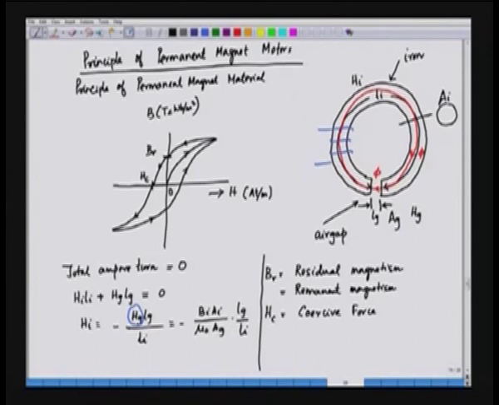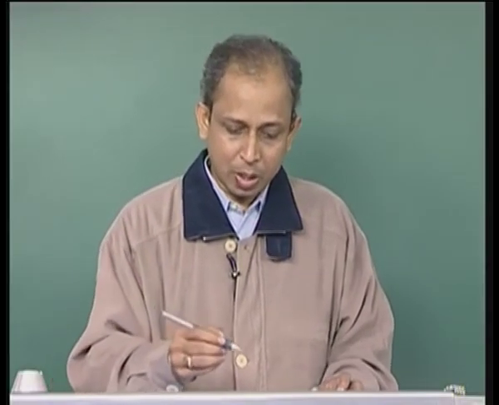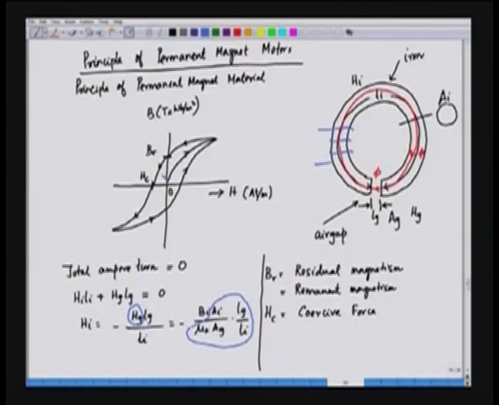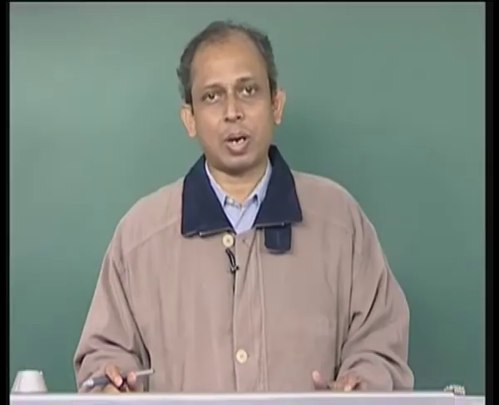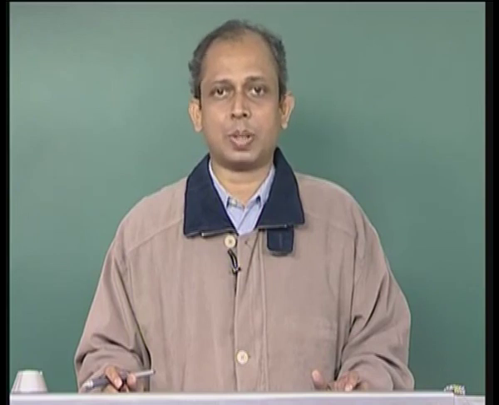These are all positive quantities. The areas are positive, the lengths are positive, mu naught is positive. So we are seeing that Hi and Bi are of opposite sign to each other, and hence in a material where we have an air gap, the characteristic operates in the second quadrant, where Bi and Hi are of opposite sign. So in all permanent magnet motors, they operate in the second quadrant.